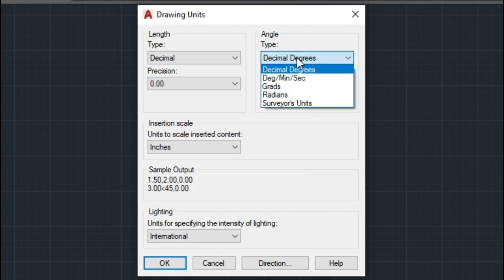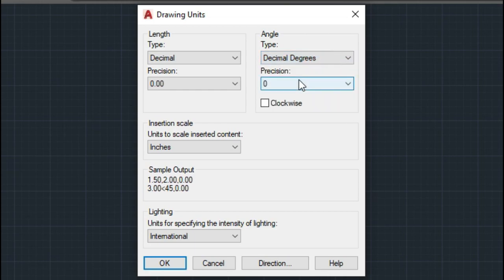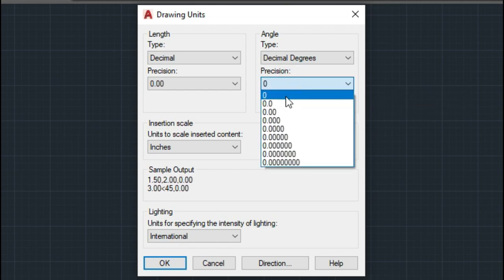In angle we can also get a variety like decimal degrees, degree, minute, second variation, grads, radians, and survey unit. For the basics, we can use the decimal degrees. Also for the angle we can get a variety of precision, 1 decimal, 2 decimal, likewise. For the start we are keeping it at 1 decimal. Actually the precision will depend on the problem given, so we can set likewise.